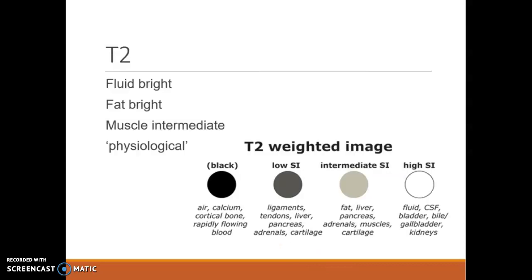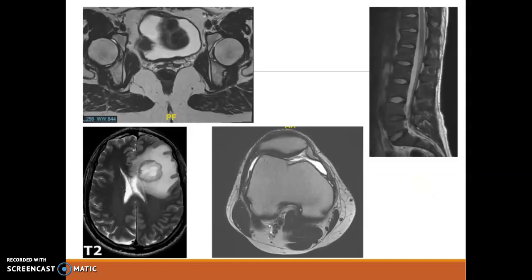Then you've got your T2 STIR sequences or T2 weighted sequences, whereby fluid is bright, fat is bright, and muscle is intermediate. This is your physiological sequence. Looking at the images here, you can see that the fluid is white. Looking here, fluid white again, and you can see that there's an issue here, some form of tumour sitting within there.